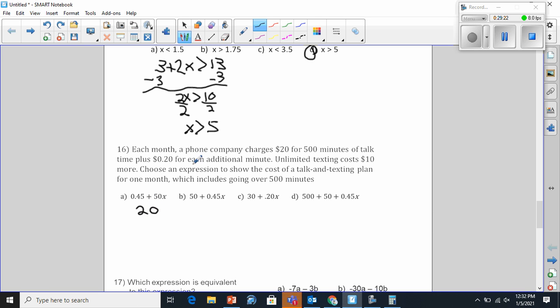Remember, the talking, let's see, shows the cost. That means I'm going to look all for money in here. I'm not going to look for the minutes. I'm going to look for money in my problem. So $20 plus 0.2.